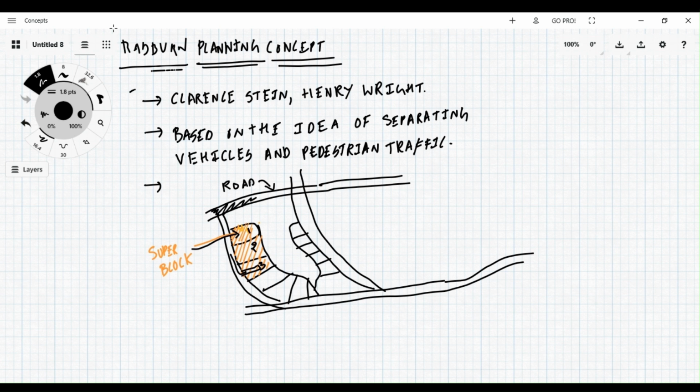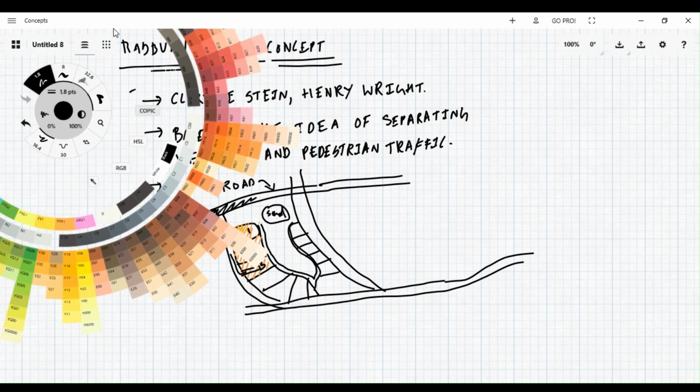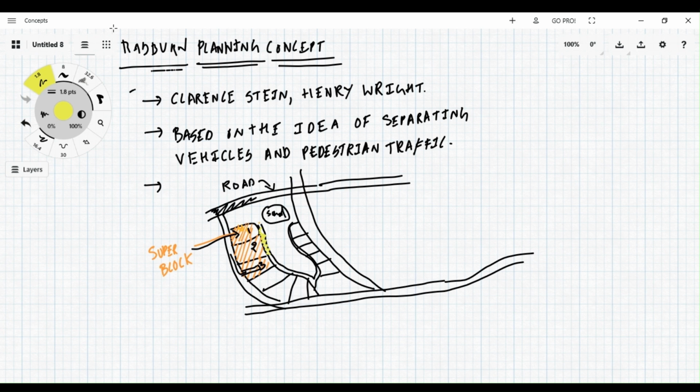Suppose the people of this superblock want to go to a school here, they can go by pedestrian. All these backside areas of the superblocks are connected with pedestrian movement. All this is a pedestrian pathway. So in the superblock, they need not go to the main roads.